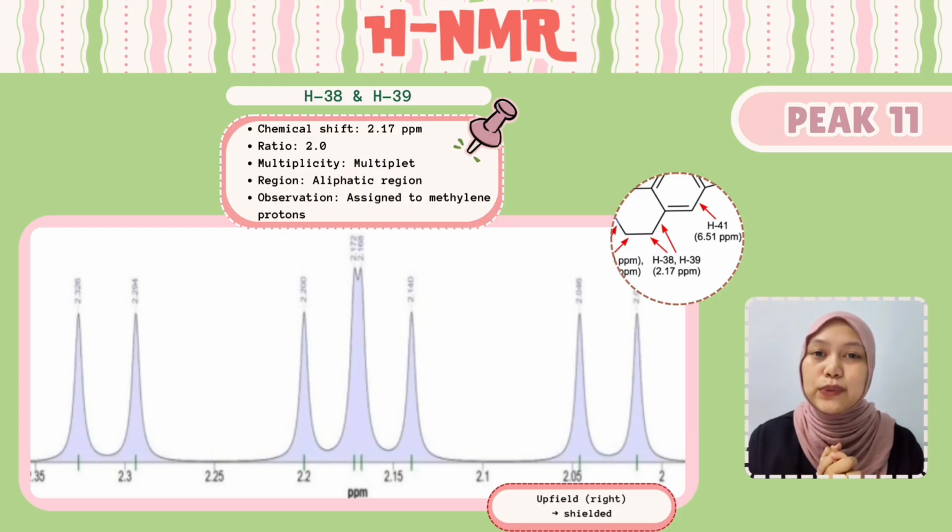And for the last peak, which is peak 11, the signal appears at 2.17 ppm, which is assigned to hydrogen 38 and 39 with an integration of 2 hydrogens. These protons also correspond to a methylene group, which is CH2. Since the signal appears further upfield, it suggests that these protons are more shielded and are located in a less electron-withdrawing environment. The multiplet pattern arises from coupling with nearby protons.